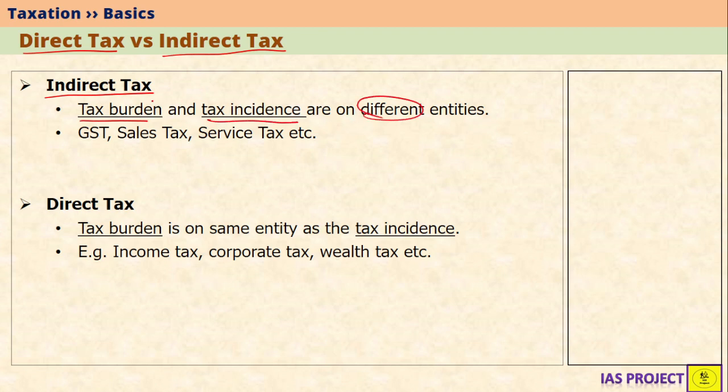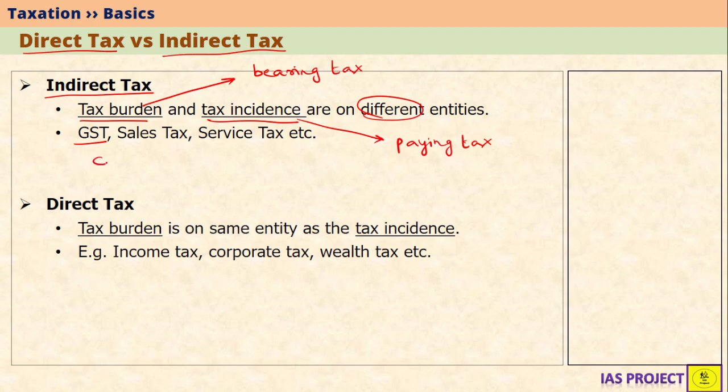Let's try to understand what tax burden and tax incidence are. Tax burden is nothing but the burden of tax, that is, whoever is the final entity that is actually bearing the tax. Tax incidence is nothing but the entity who is paying the tax. Let's understand tax burden and tax incidence using the example of GST, that is goods and services tax.